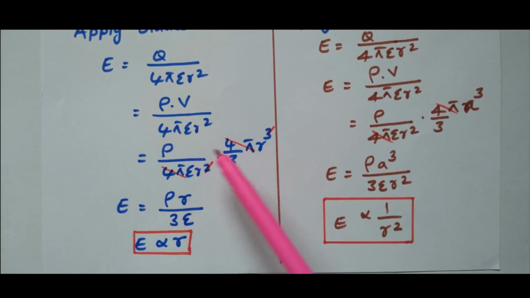Rho into R divided by 3 into epsilon. Now see the relation between E and R. E is directly proportional to R. When the radius increases, E also will increase. What is R here? R is the imaginary radius that is now available inside. So when R increases, E also increases.